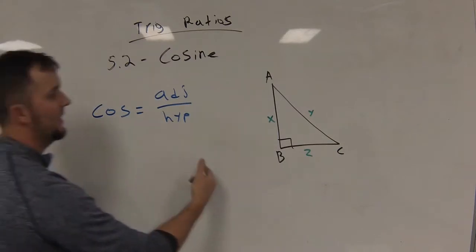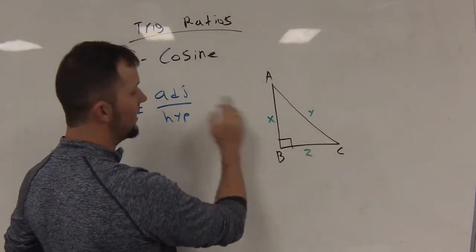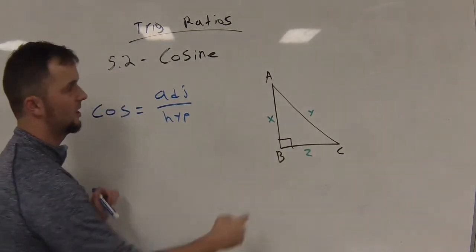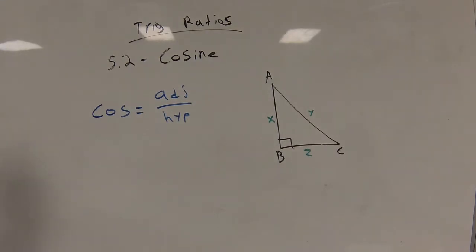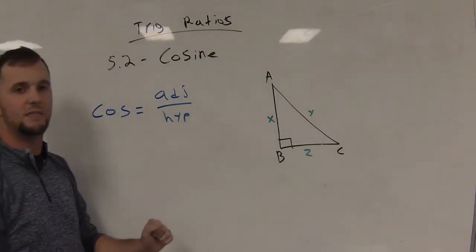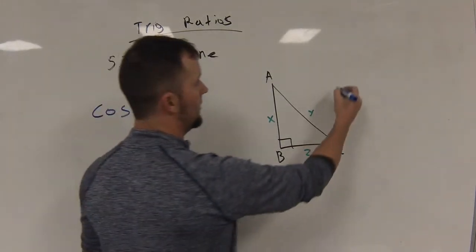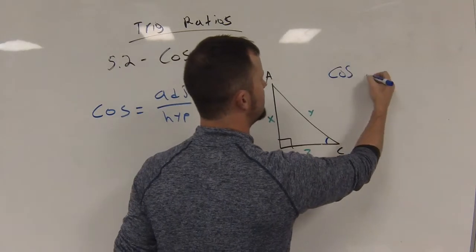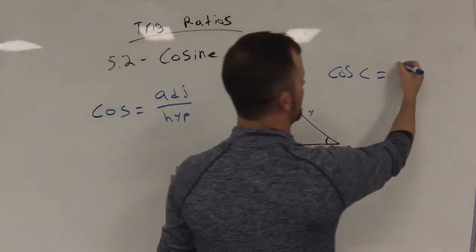So if we were to analyze this right triangle over here, remember, we do not ever use these ratios using the right angle. It's always going to be the other angles that are given within this right triangle. So right now, let's just say that we wanted to find the cosine of C here. So let's look at everything going from angle C here. So the cosine of C is going to be equal to, we know it's adjacent over hypotenuse.